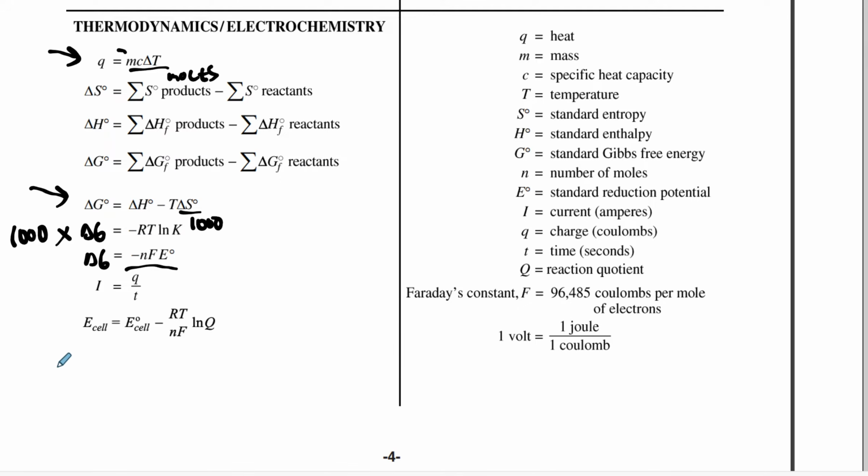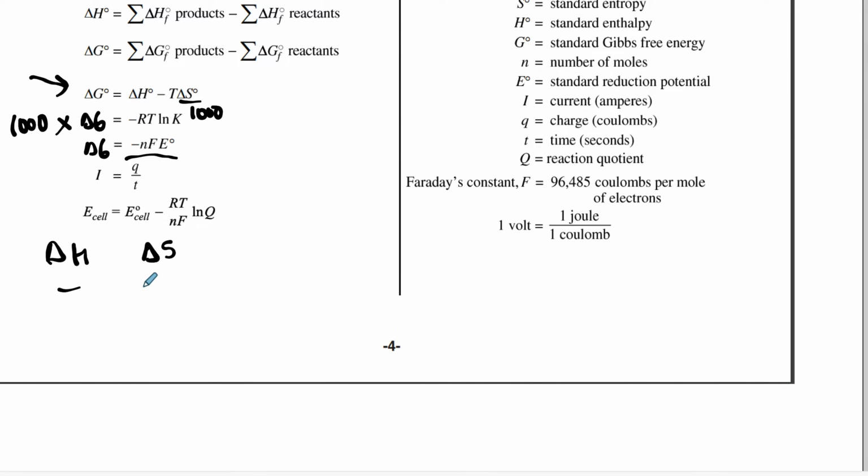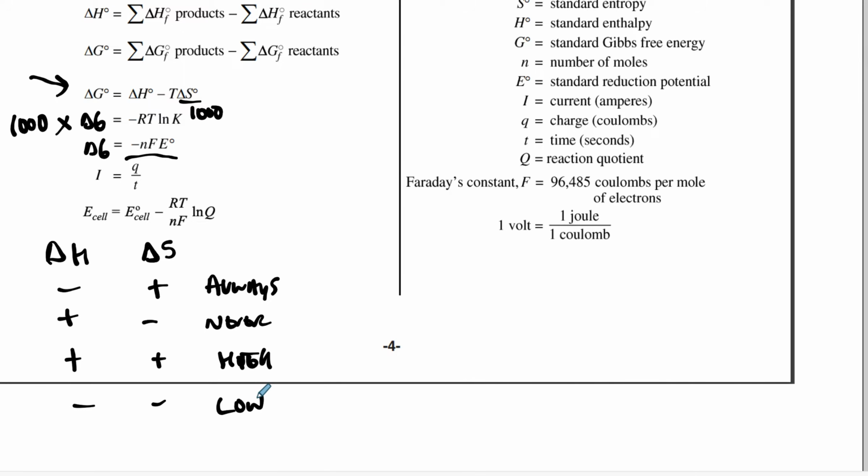Drop all the way down below, and we're going to do our delta H, delta S table that you should have memorized by now. So it goes like this. Minus plus is always spontaneous. Plus minus is never spontaneous. And then we get to the signs when they're the same, because temperature matters. Plus plus, high temps, you'd have a negative delta G. High, or hot, we'll say high, not hot. And then minus minus would be low temps, and there you go right there.